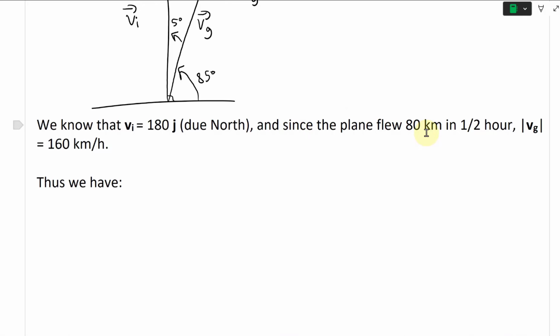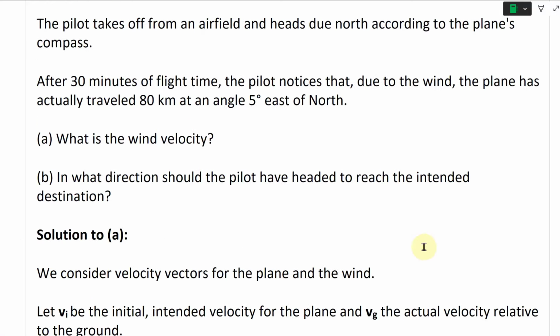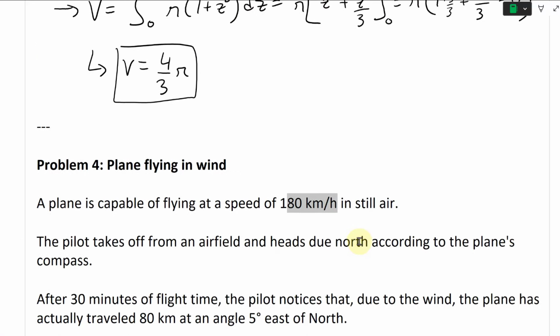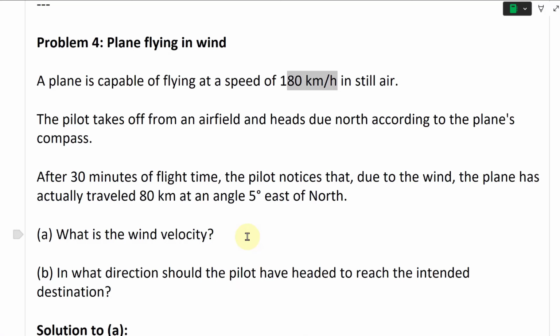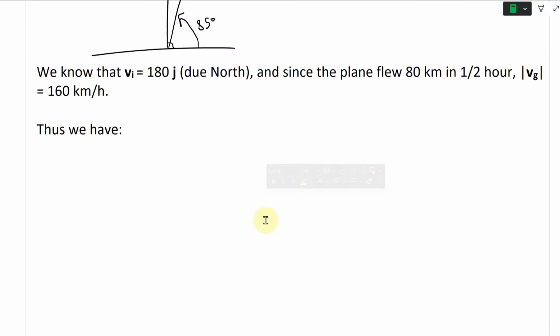And since the plane flew 80 kilometers in a half hour, the absolute value of this ground velocity is going to be equal to 160 kilometers per hour. Because that's 80 in a half hour, so times 2, 160. So it actually got slowed down, since some of the wind is hitting it directly at its face. You can see that after 30 minutes of flight time, the pilot notices the plane has traveled 80 kilometers at an angle 5 degrees east of north.